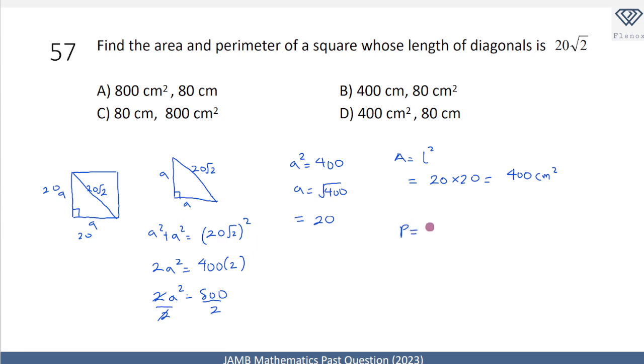Now what about the perimeter? The perimeter of a square is just 4L, because you have 4 sides and they are all of equal length, and that's just going to be 4 into bracket 20, and what is 4 times 20? That is going to be 80 centimeter. So the area is 400 cm squared and the perimeter is 80 centimeter, and that makes option D the correct option.